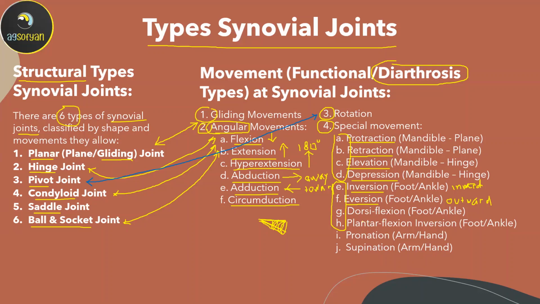And then there is dorsiflexion when we flex our foot up. And when we flex the foot down, it's called plantar flexion. On the arms and also our hand, we can make two special movements called pronation and supination. We're going to see the examples right here.